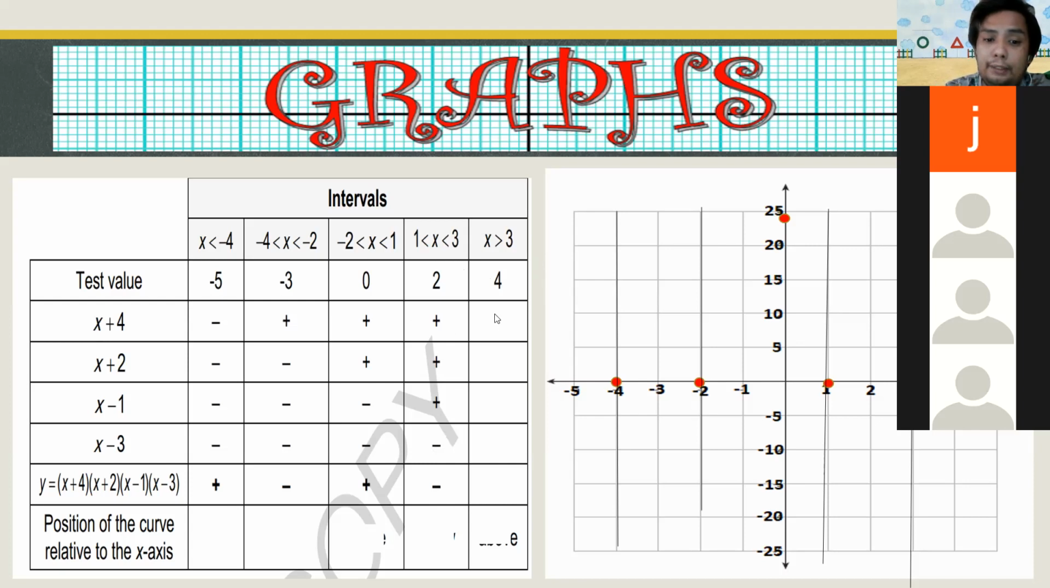So 4 plus 4, that's positive. 4 plus 2, that is 6, that's positive. 4 plus negative 1, that is positive 3. 4 minus 3, that will be positive 1. So everything is positive, meaning that interval is positive. So what does positive, negative, positive, negative, positive mean? These drawings here.